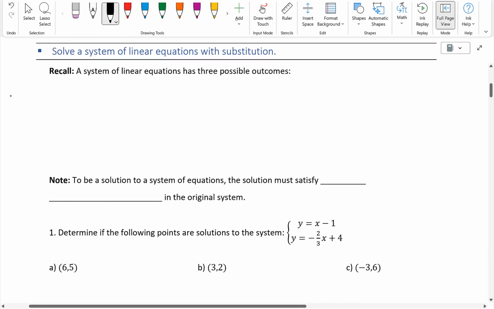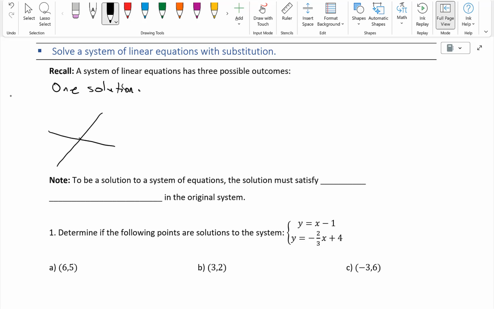algebra. A system of linear equations has 3 possible outcomes. We can get one solution. That's when we would have lines that intersect in a single point. We can have no solutions, and those would be our parallel lines that never intersect. Or we could have infinite solutions, or you might see infinitely many solutions.